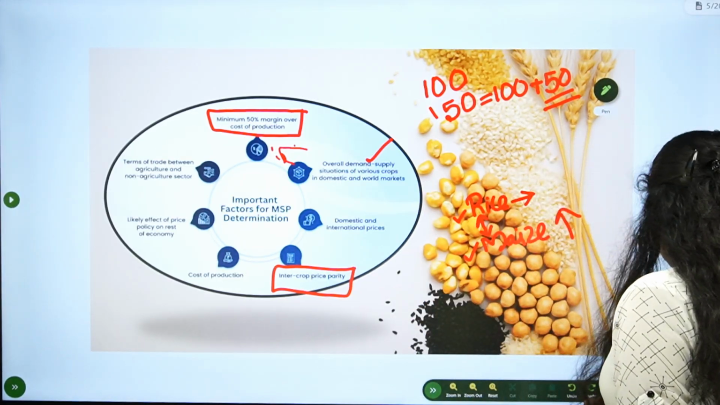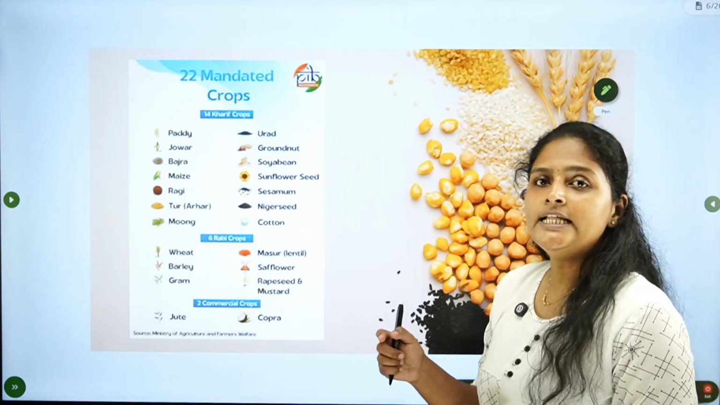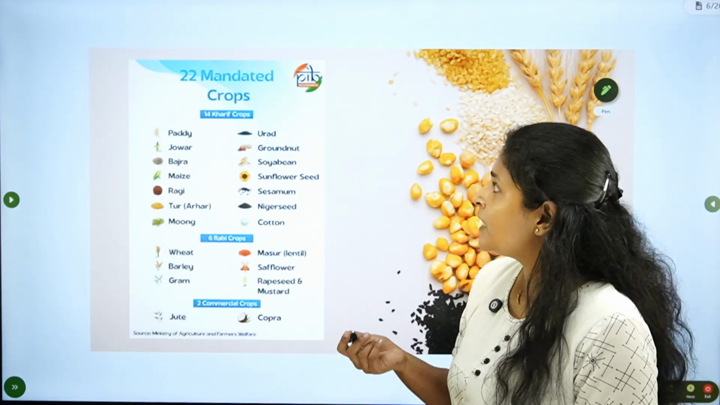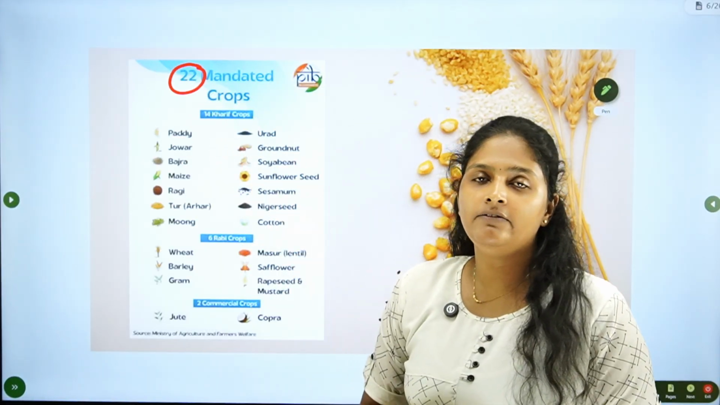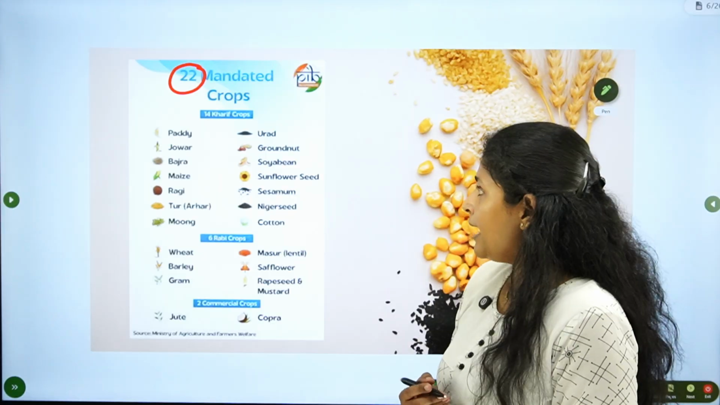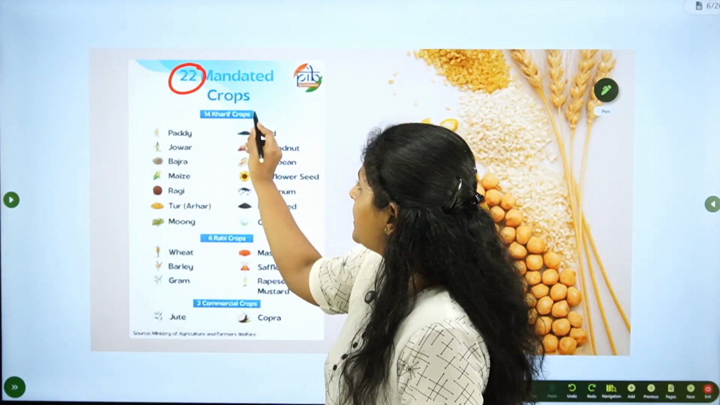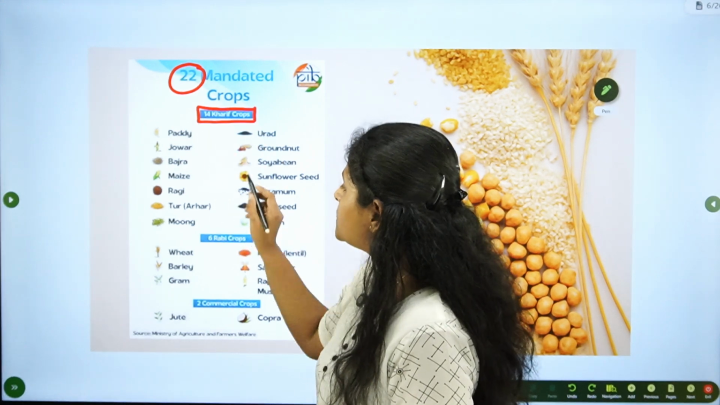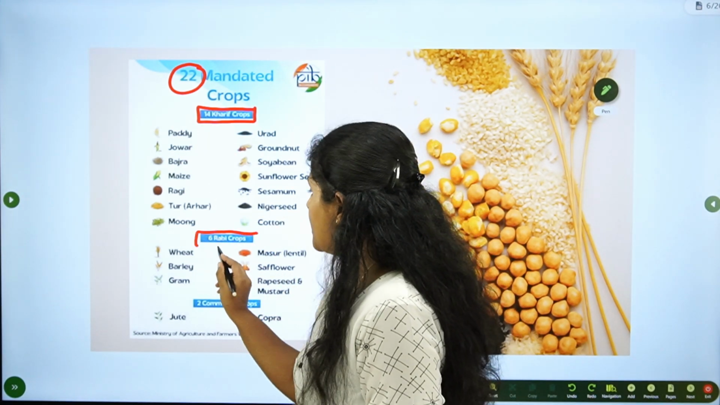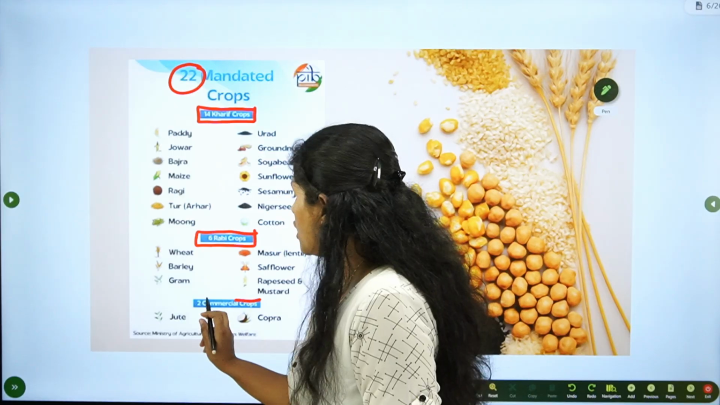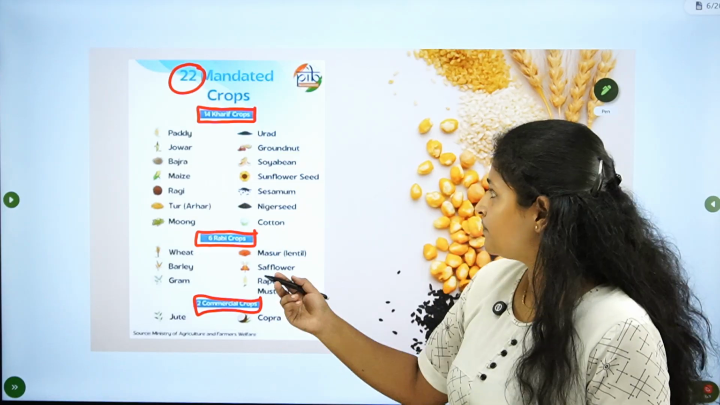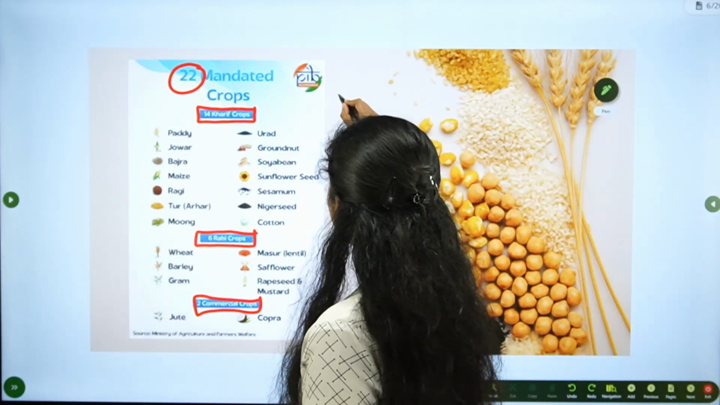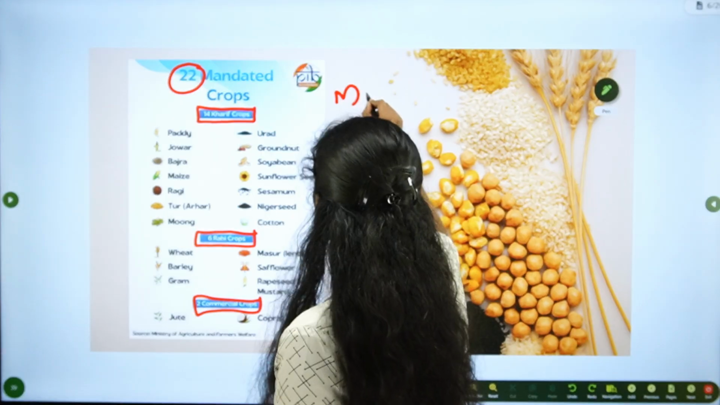Now, which are the crops that get MSP? There are 22 crops that are mandated with MSP. Among that also, there are 14 Kharif crops and 6 Rabi crops with 2 commercial crops. That's how it sums up to 22 crops. What are Kharif crops? They are monsoon crops.